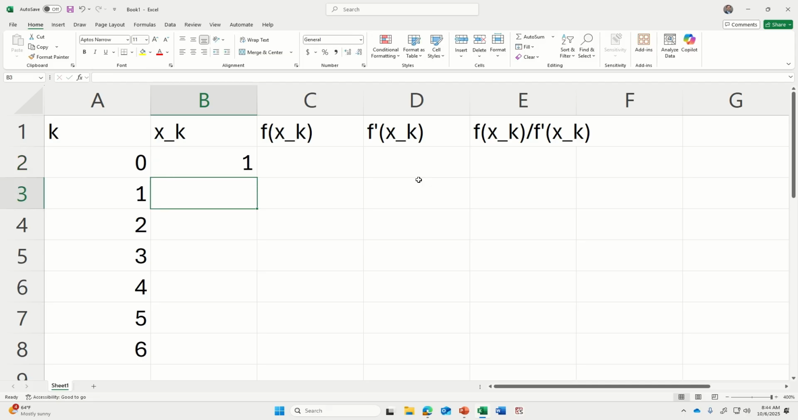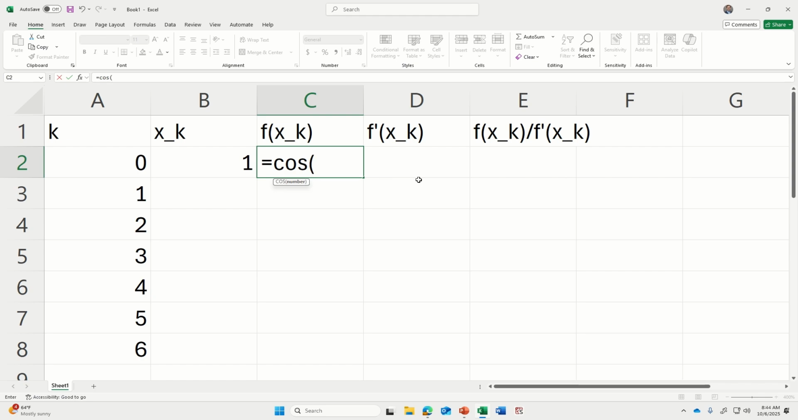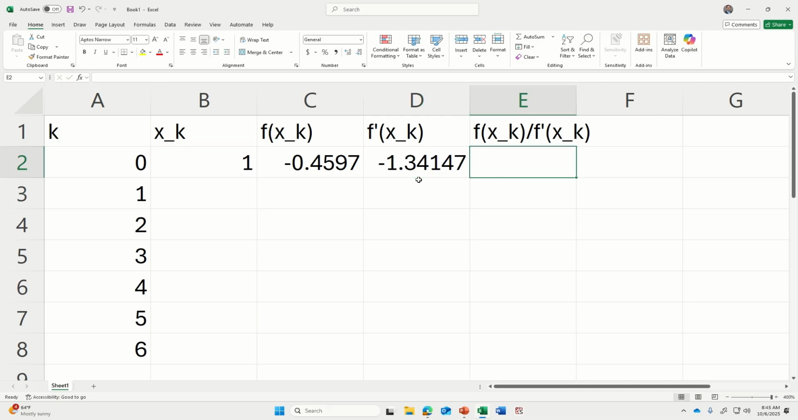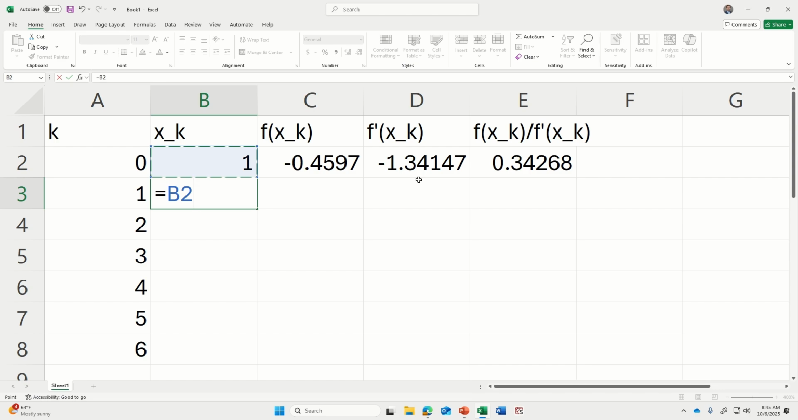My initial iterate we decided was 1. And to take the function there, I take cosine of that number minus the square root of that number. And then to get the derivative, I take negative sine of that number minus 0.5 times that number raised to the power negative 0.5. And then I take the ratio of that number divided by that number. And then Newton's method says take the previous iterate minus this ratio for the Newton's method formula.